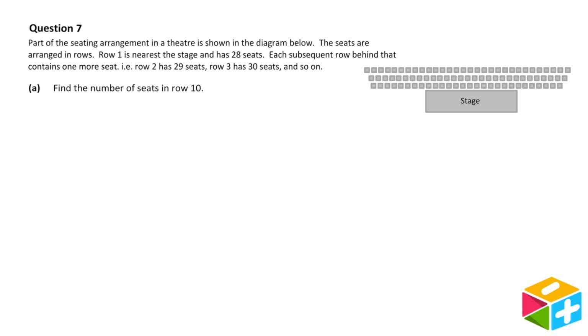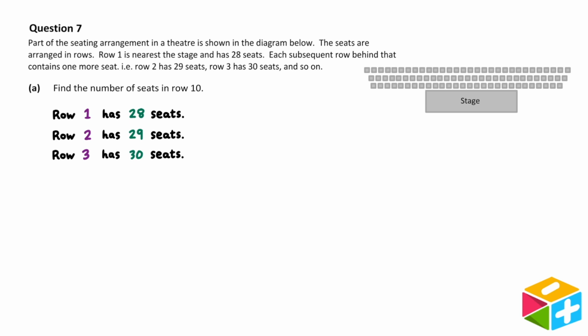We are told that each row has one extra seat compared to the row before it. Row 1 has 28 seats, row 2 has 28 plus 1, which is 29 seats, and row 3 has 29 plus 1, which is 30 seats.